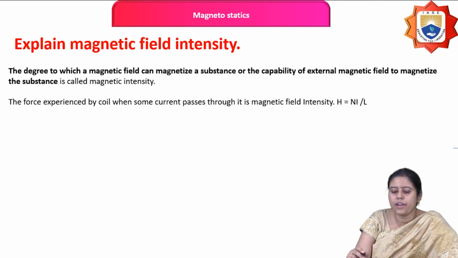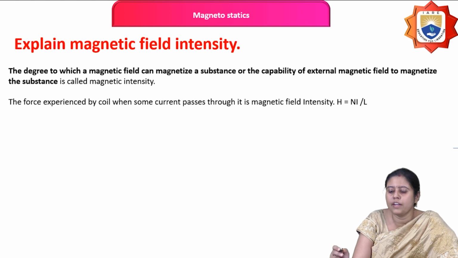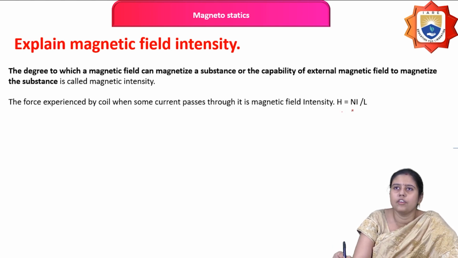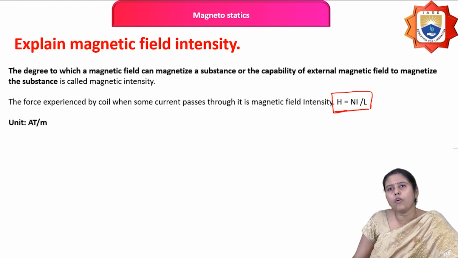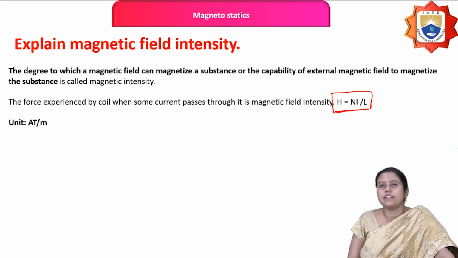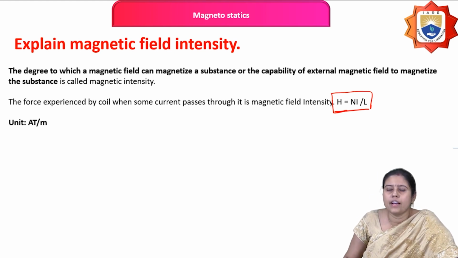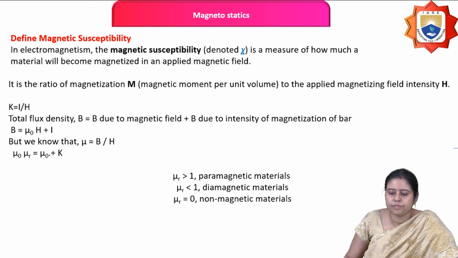The force experienced by the coil when current passes through it is given by H is equal to Ni by L. What is the unit? The unit is nothing but the ampere turn per meter.